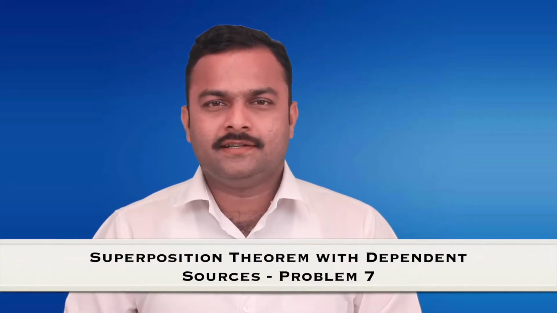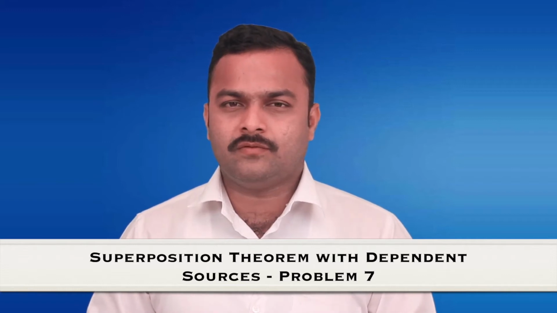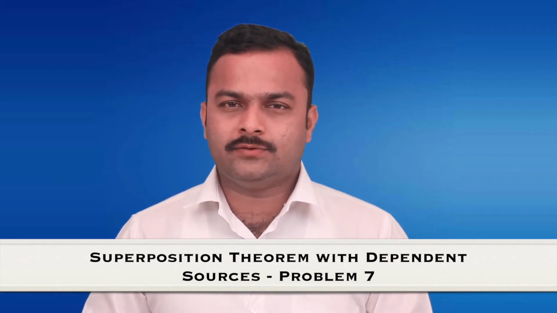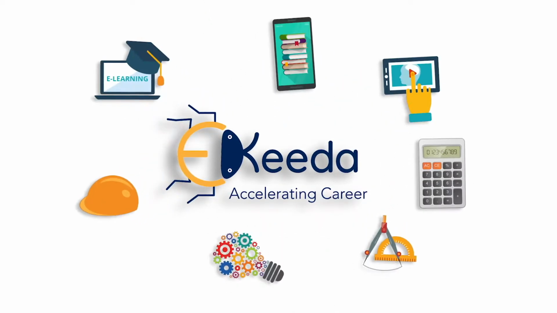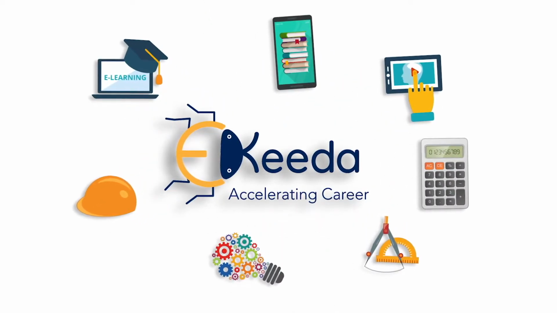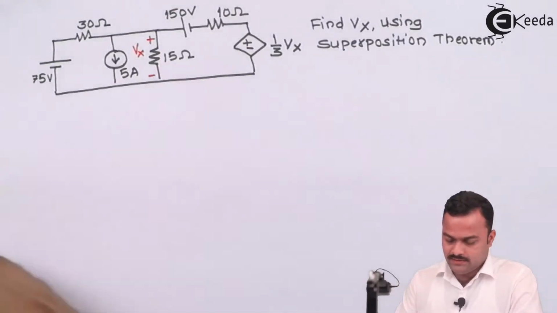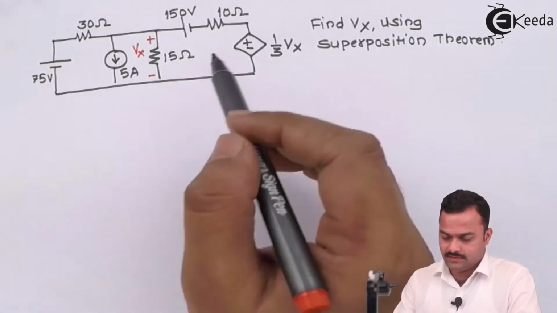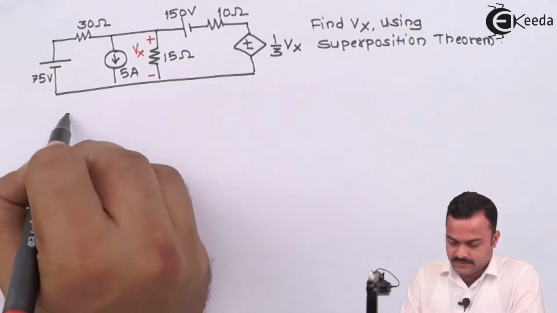Hi friends, in this video we are going to see how to solve a problem based on the superposition theorem whenever dependent as well as independent sources are given in the circuit. So here is the problem. In this problem we have three independent sources and one dependent source. So let's list what sources are present in the circuit.